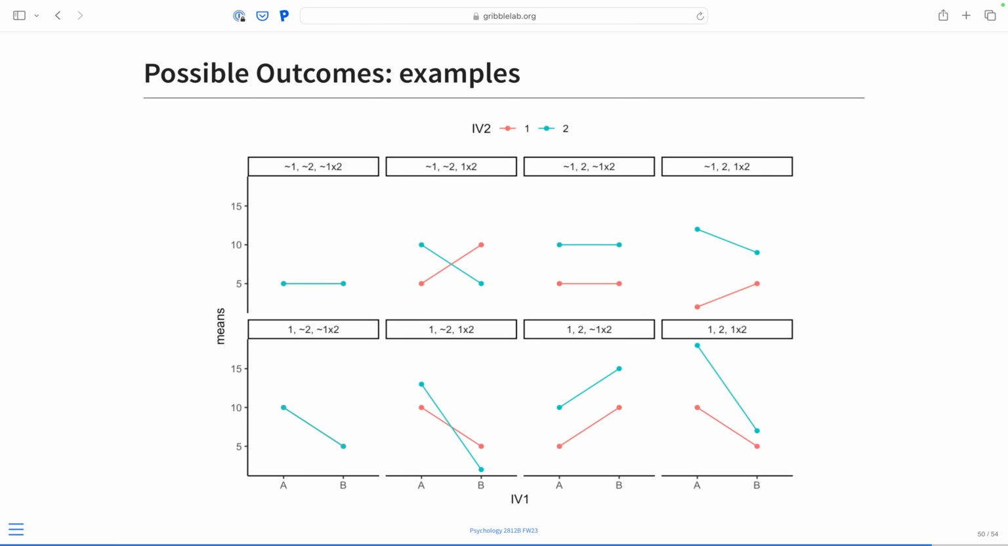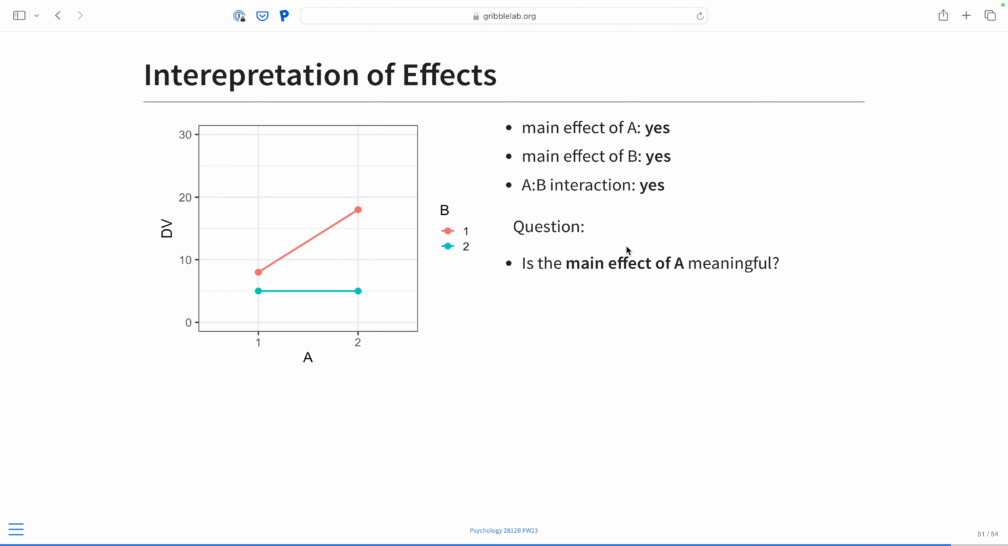Here's just some schematics of the different ways you could have those 8 different outcomes. And I won't go through it here. You can look at those. You can pause the video and have a look at those on your own time and figure out exactly how those are working. So let's talk about interpretation of these 3 effects, the 2 main effects and the 1 interaction effect.